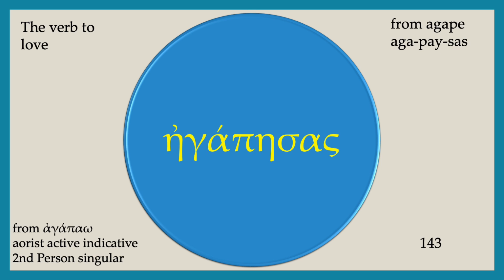You might be familiar with the word agape, meaning love as an abstract concept. A verb to love, I love, is agapao. And if we put this into, for example, a second person singular aorist, we would get agapesas for an active indicative. So, you, plural, loved in the past. Aorist once off, you loved, agapesas. The verb to love is used 143 times in the New Testament.